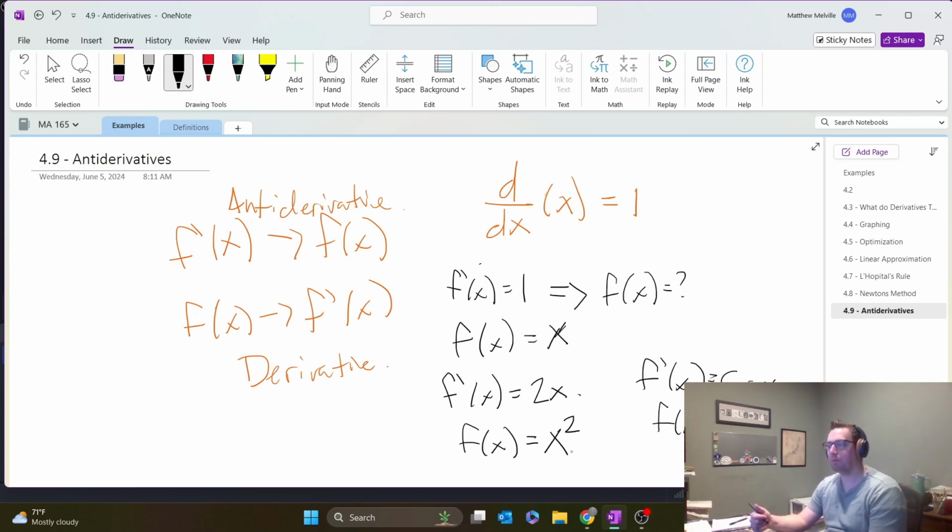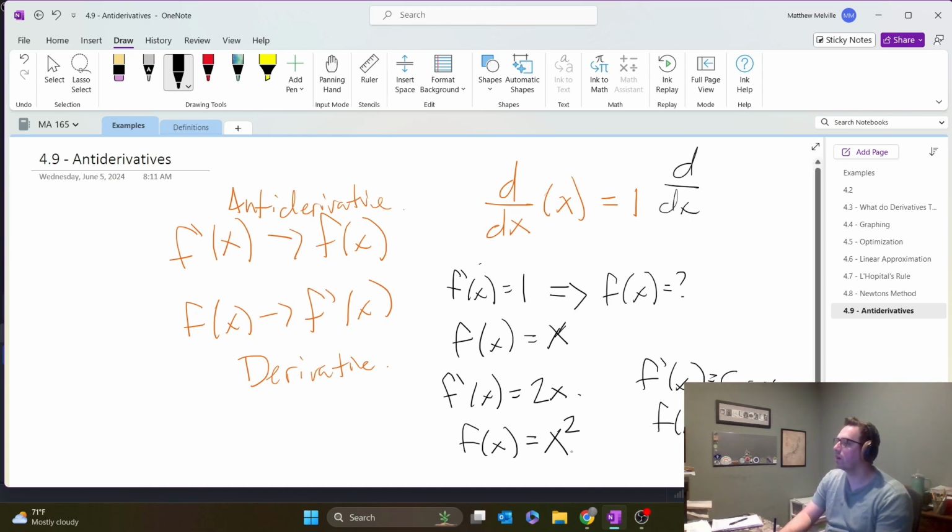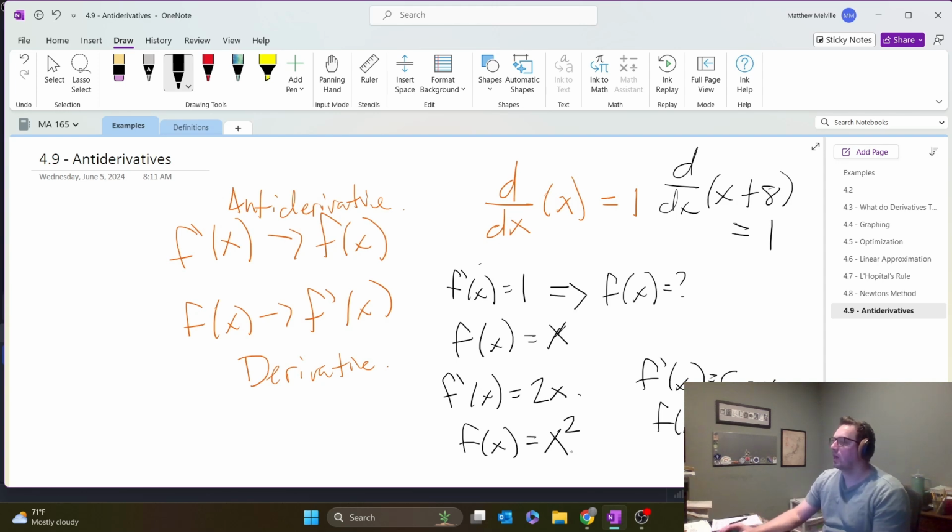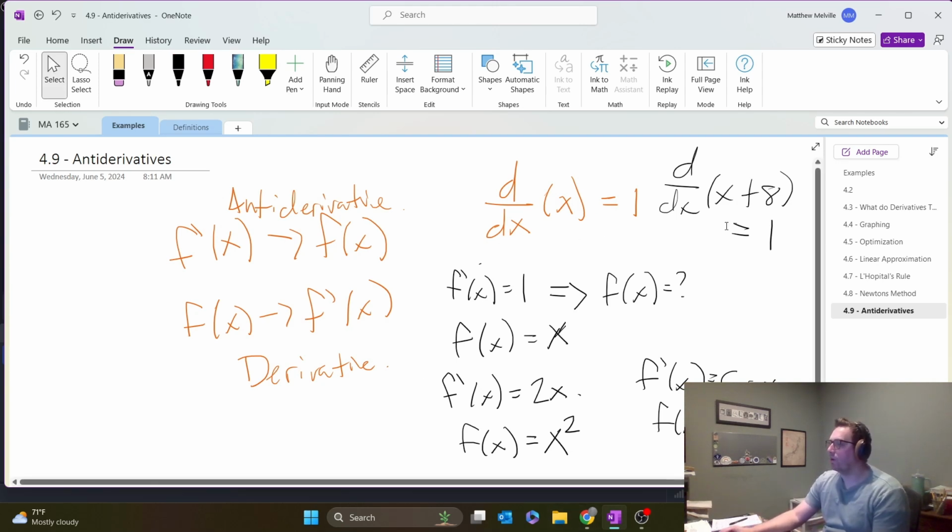But there's a problem here. When I take the derivative, what about the derivative of x plus 8? What does that equal? Well, guess what? That still equals 1. So my question is, how do I know that this antiderivative right here, asking for 1, wasn't x plus 8? Is it x or is it x plus 8? How do I know which one it's going to be? And the answer is I don't know.